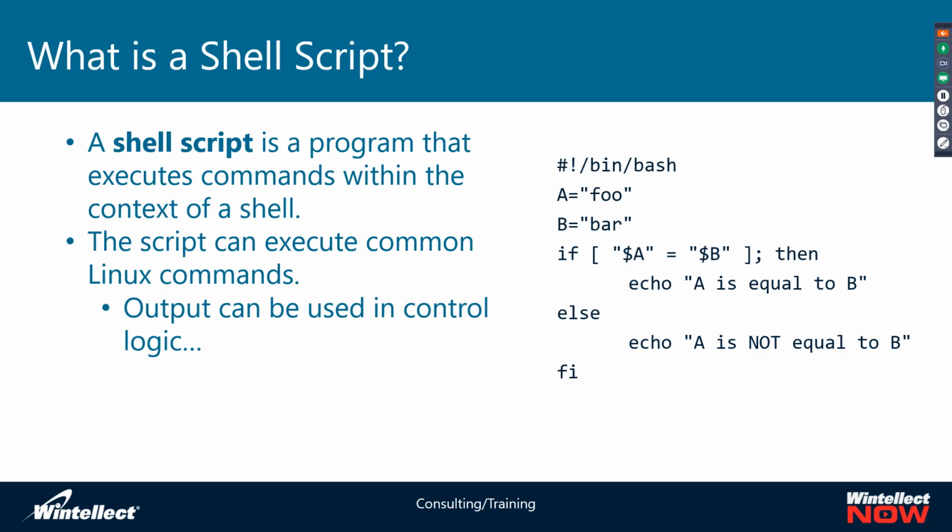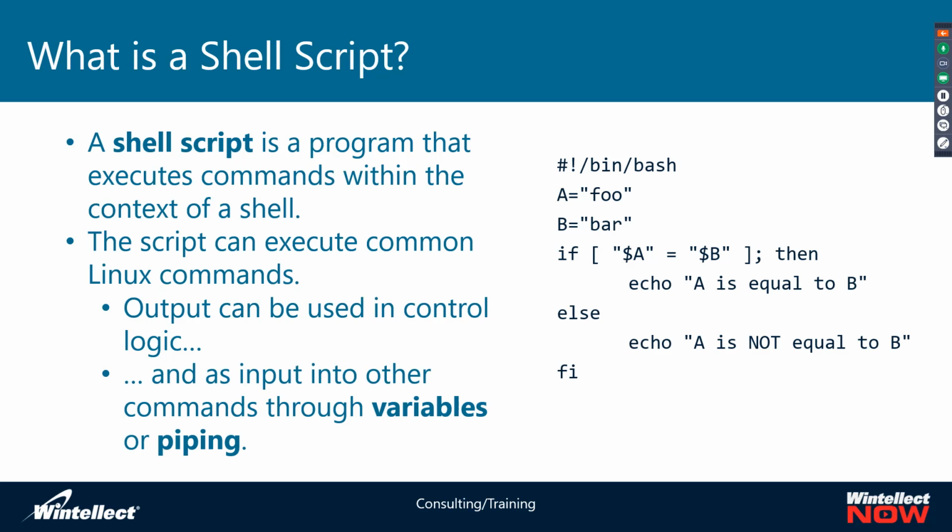And with that, the output of those commands, you can actually use it for control logic, or you can use it for the inputs for other commands through variables or piping. So I can capture the output of a command and then assign it to a variable, or I can use something called piping and pump it into another command and use it as input for that command. And we're going to look at these various options today when we dive into some of those examples later on.